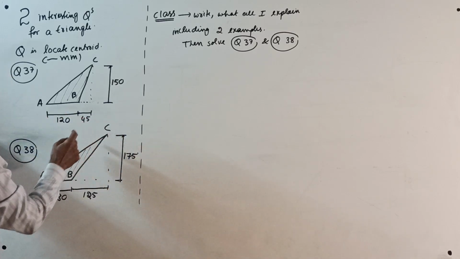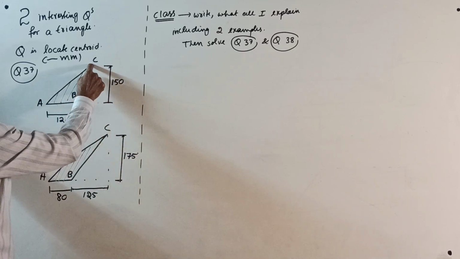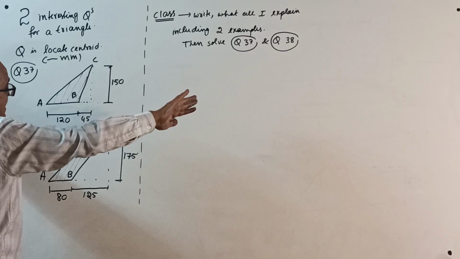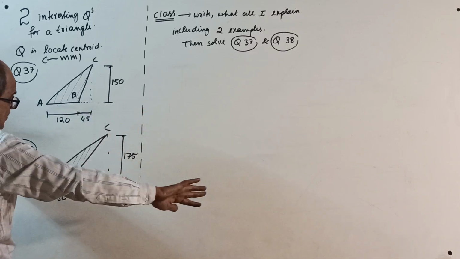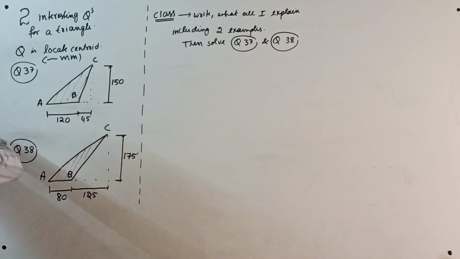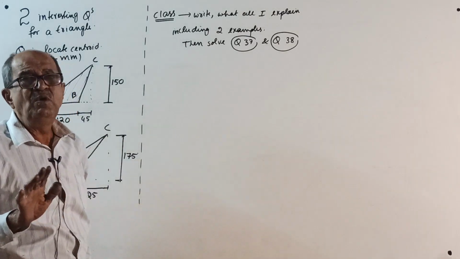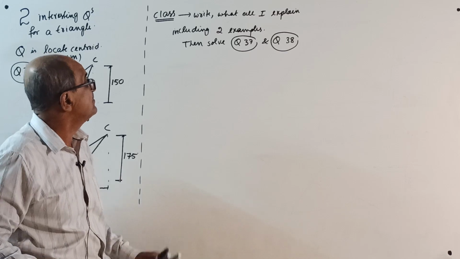There is an extra projection here. From here to the vertex point, you have to go further right by 45, and by 125 in the second. Of course, it can happen on this side also. I will give that as an exercise for you at the end of the class.